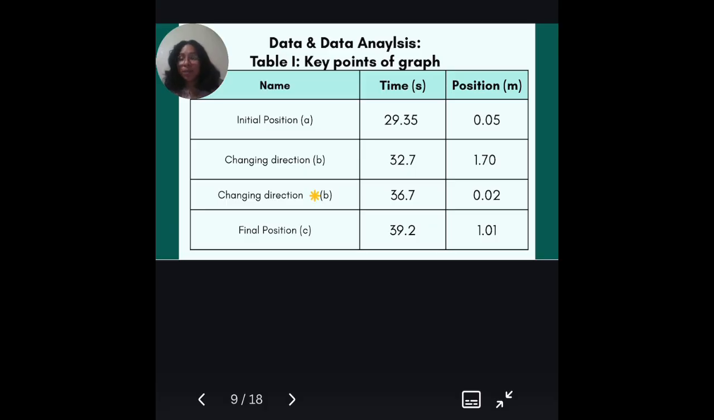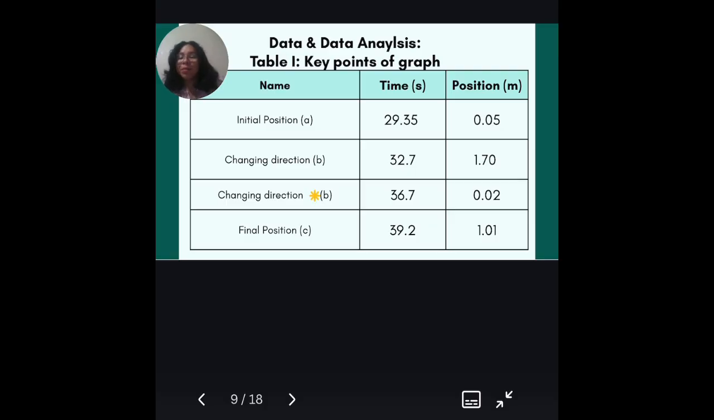Changing direction, B, was 32.7 seconds, and then the position was 1.70 meters. The second change in direction, or the B with the little yellow asterisk, was 36.7 seconds, and then 0.02 meters as a position. And then the final position, C, was 39.2 seconds, and the position was 1.01 meters.